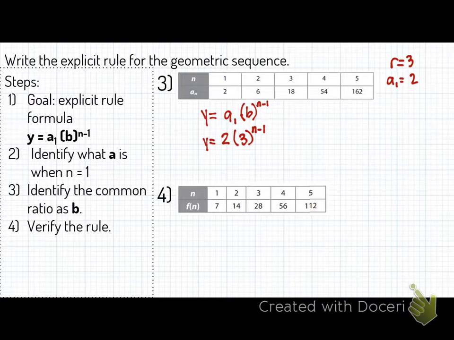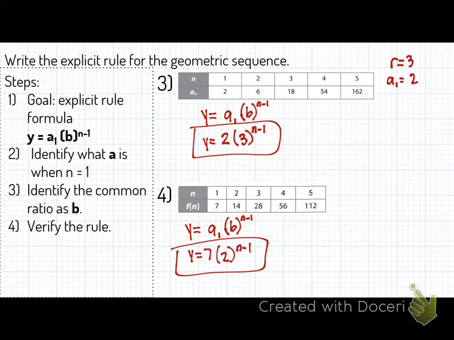Okay, do number 4 for me then, please. Everyone's working on number 4. Number 4, you can work with your groups too. Okay, y equals 7 times 2. Is that correct, everyone? No. No, what's still missing? Good. Don't forget the little exponent, to the n minus 1. Okay? Good. This is pretty easy, right? Do you think you can handle it? Okay, good. Okay. So that concludes the lesson.